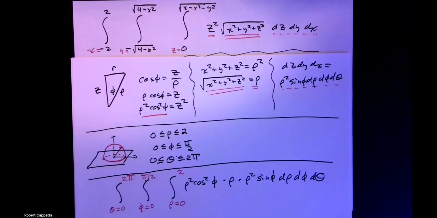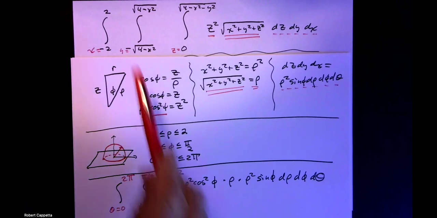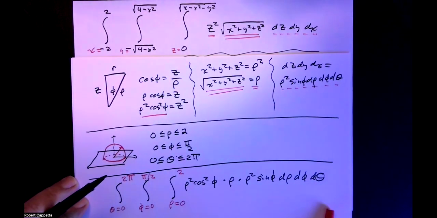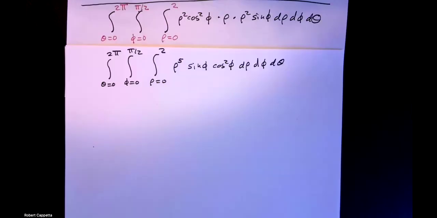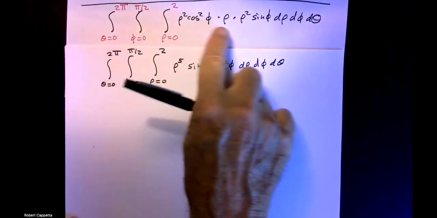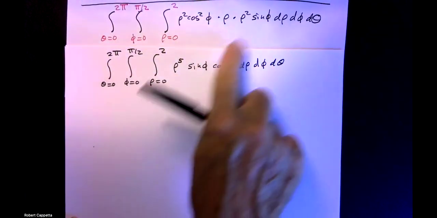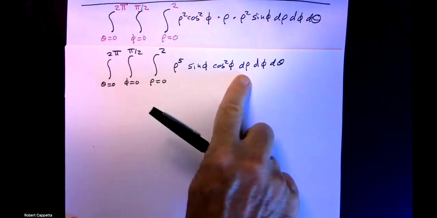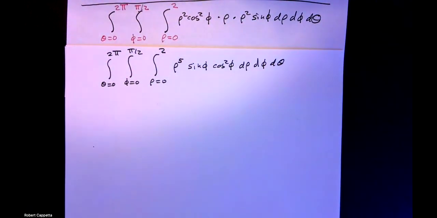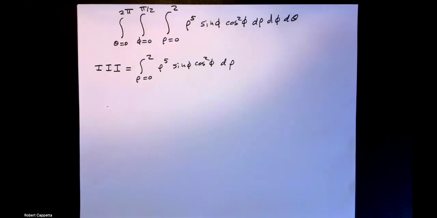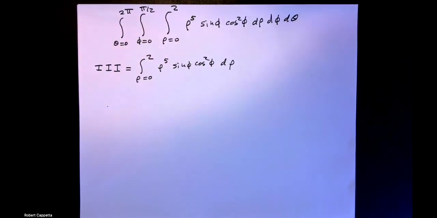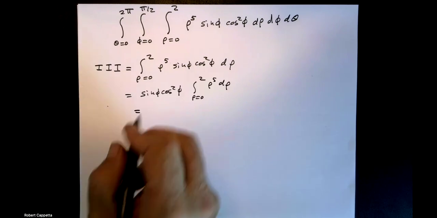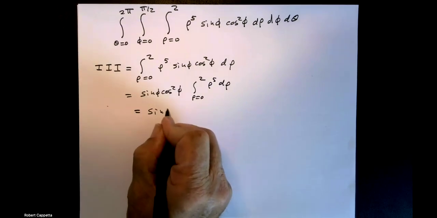So we have successfully converted this from rectangular coordinates to spherical coordinates, and our hope is that this will be much simpler to evaluate. So simplifying this, we'll see rho squared times rho cubed gives me rho to the 5th, sine phi cos squared phi, then d rho d phi d theta. We'll do our usual things, starting with the innermost integral. So as far as rho is concerned, sine phi cos squared phi is a constant.